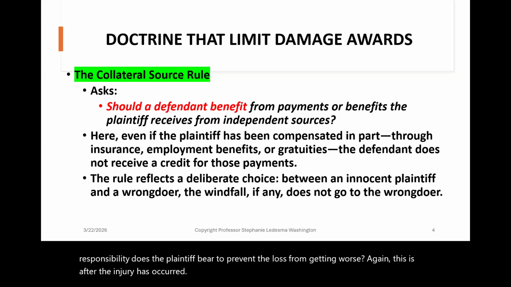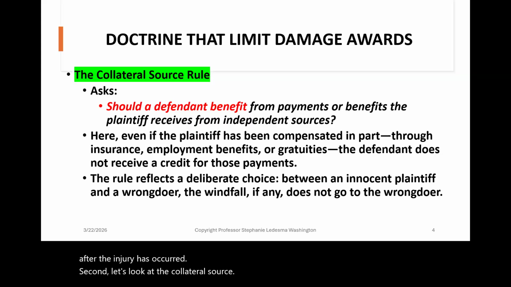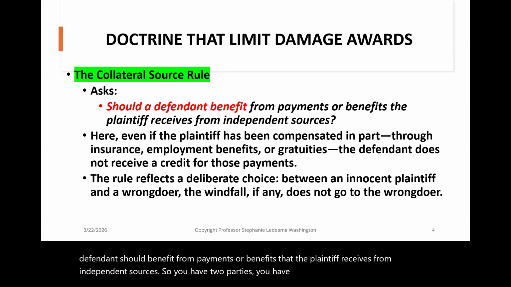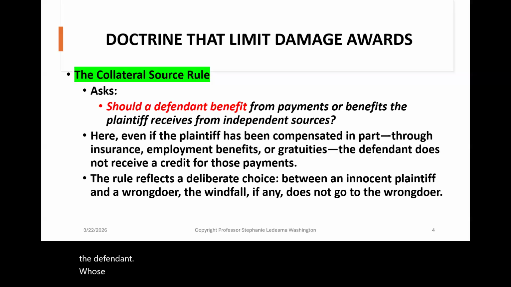Second, let's look at the collateral source rule. The collateral source rule addresses a different concern. It addresses whether or not a defendant should benefit from payments or benefits that the plaintiff receives from independent sources. So you have two parties. You have the plaintiff who's injured. You have the defendant whose behavior is liable for the injury. Now you have independent sources.